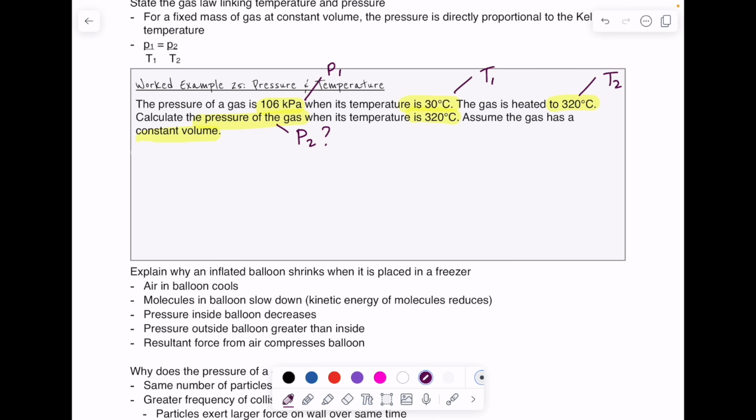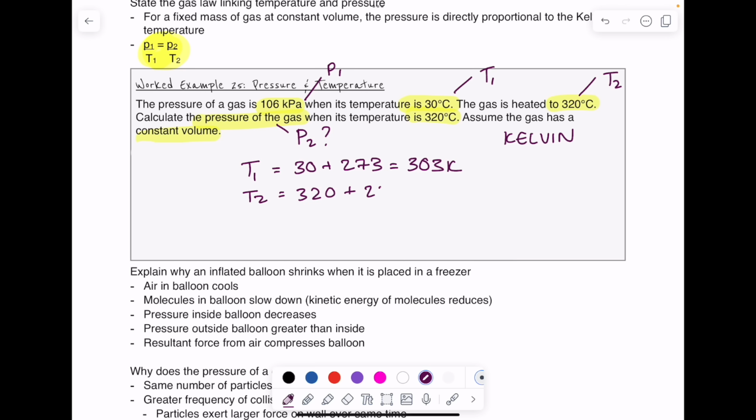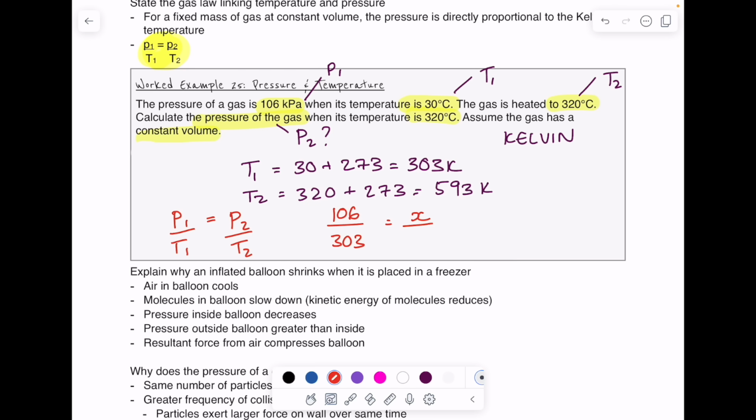However, in order to use this equation here, P1 over T1 equals P2 over T2, remember we need Kelvin. So let's get converting. What is 30 degrees Celsius in Kelvin? Well, we need to add 273. What is our second temperature in Kelvin? Again, we need to add 273. Now we're ready to use this equation. So do 106 divided by 303 and then multiply by 593 to get a final answer of 207 kilopascals.